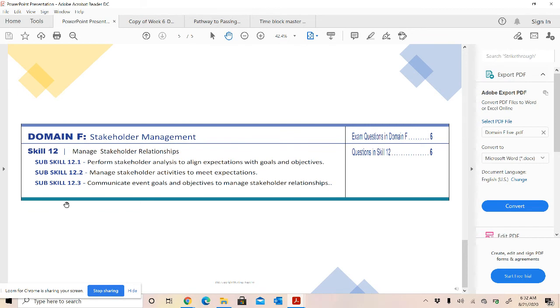13.2, manage stakeholder activities to meet expectations. This was conducting interviews and creating those stakeholder profiles and understanding how to communicate with stakeholders based on those 4 categories that we put them into. Remember those? And then lastly, 13.3, communicate event goals and objectives to manage stakeholder relationships. And that was the communication, recognition, conflict resolution, and legal.